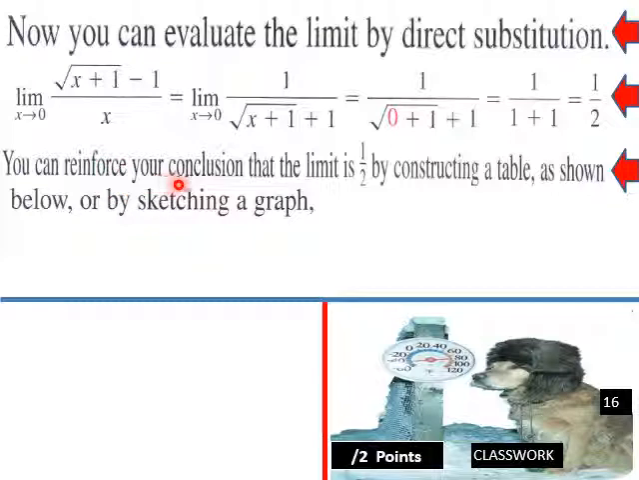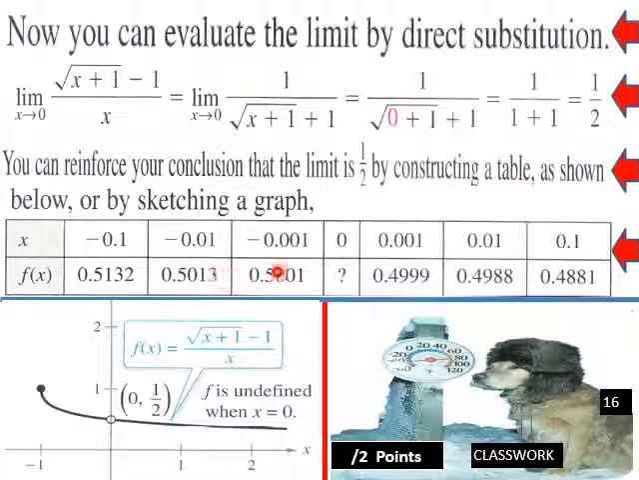You can reinforce your conclusion that the limit is 1/2 by constructing a table as shown below, or by sketching a graph. So here's your table here, and then here is your graph here that supports the fact that the limit is 1/2. So when x equals 0, f of x would equal 1/2 here. F is defined when x equals 0, basically. And so for here, it'd be 0.5 is what it would be.